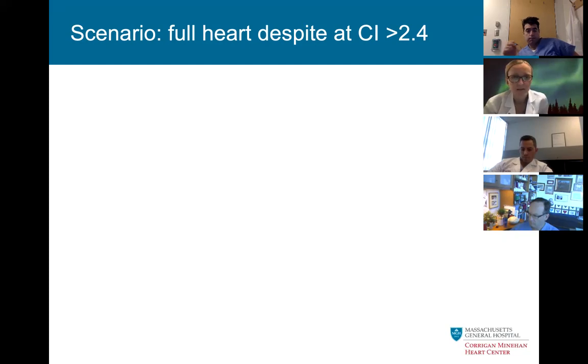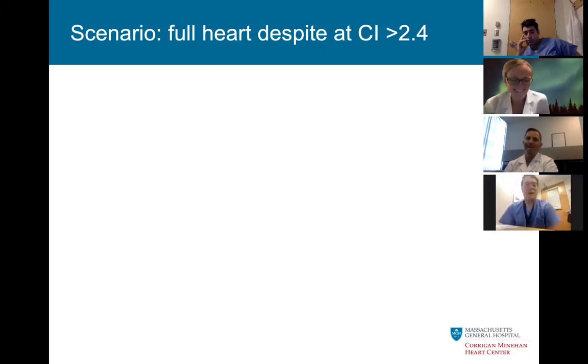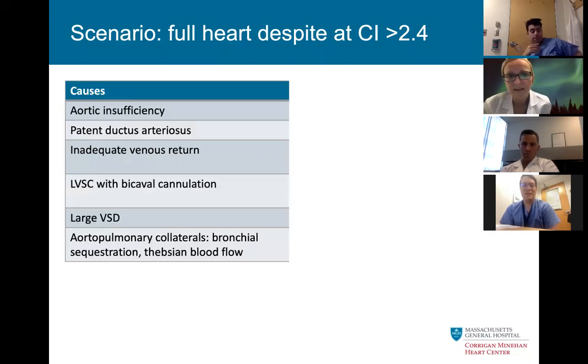Great, thank you. Travis, you have a full heart despite an index of 2.4. What could be some causes? So you have a full heart. So you would want to drop the flow and adjust the venous cannula. I guess you're worried about an airlock or... Yeah, it's more getting at the point that you have another way of filling the heart.